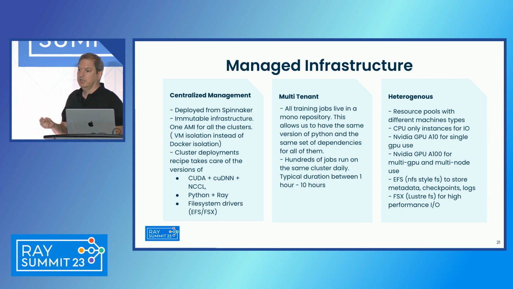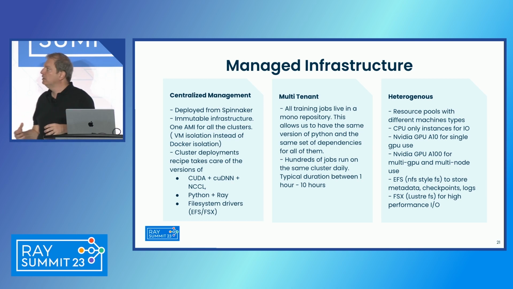These clusters are also heterogeneous, meaning that we have a head node, and then we have resource pools. And a resource pool is a group of machines that can auto-scale automatically. So we have CPU instances that can be used for consuming these workers that read from the file system. We have NVIDIA A100 GPUs that are meant to be used in a single GPU case, and NVIDIA A100s that are meant to be used in a multi-node or multi-GPU setting.